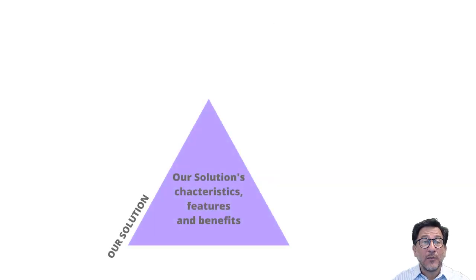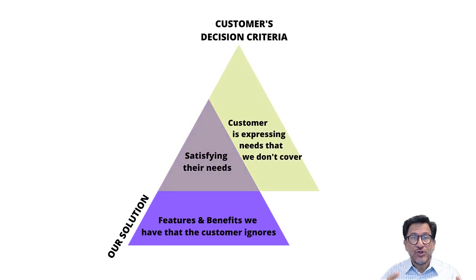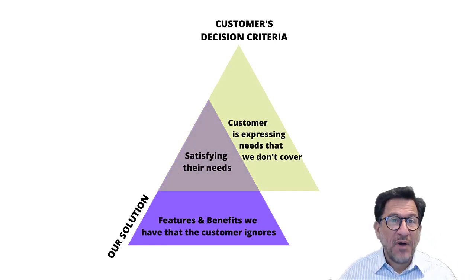And then we have our own solution's characteristics, features and benefits. These two zones are overlapping. Usually it's almost impossible that they match, right? And hopefully they are not too distant from each other.